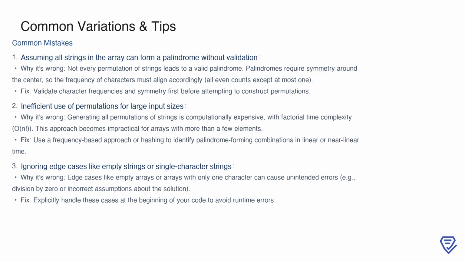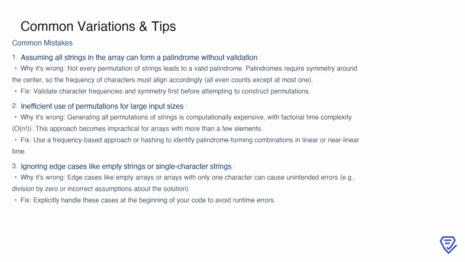When working on problems like this, there are a few common mistakes to avoid. First, assuming that all strings in the array can form a palindrome without proper validation can lead to incorrect results. Remember, not every collection of strings will align to create a valid palindrome. Symmetry is key. Most characters need to have even frequencies, with at most one character allowed to appear an odd number of times in the case of odd-length palindromes. To fix this, always validate character frequencies and symmetry before attempting to construct permutations.